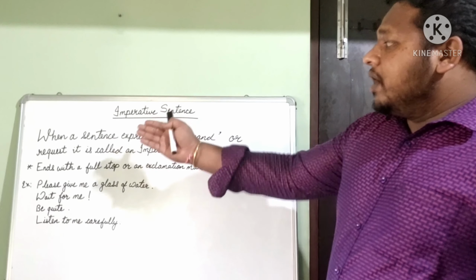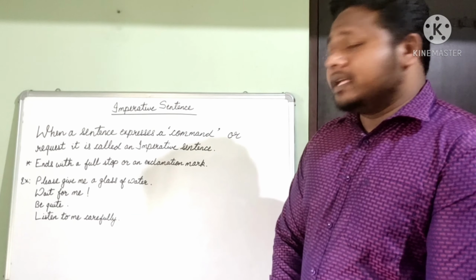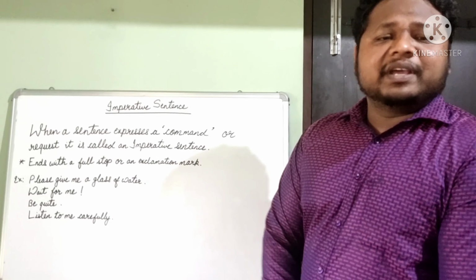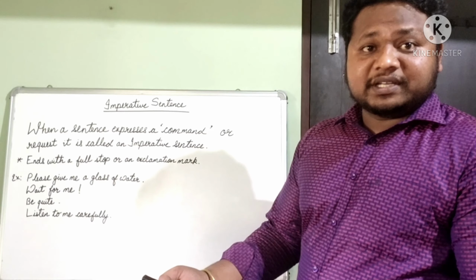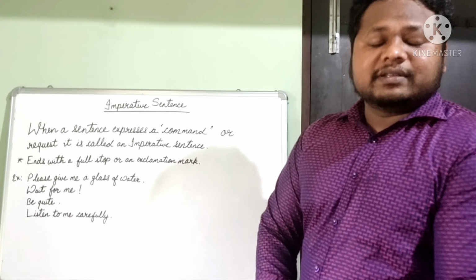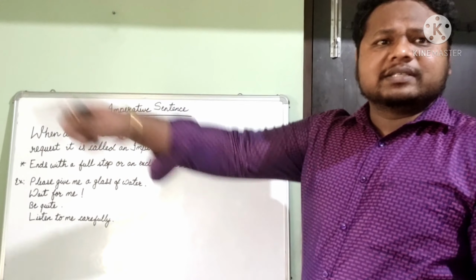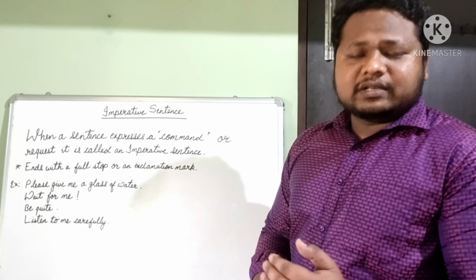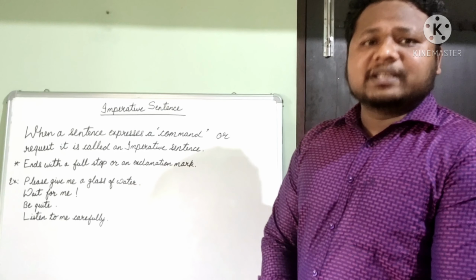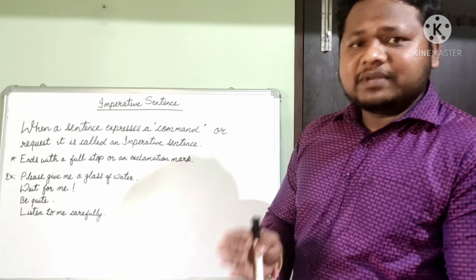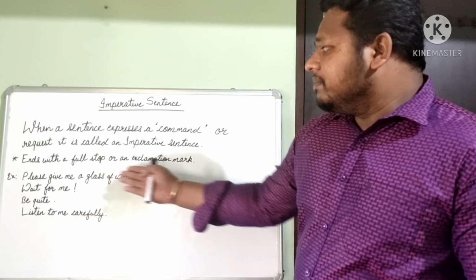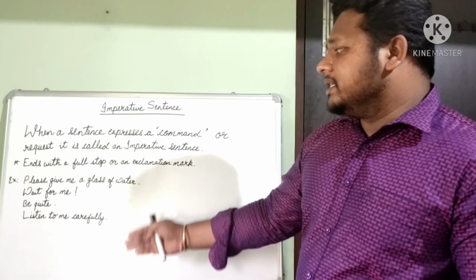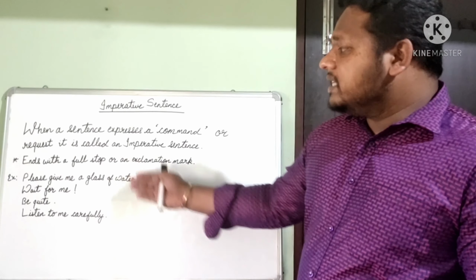Imperative sentence. When a sentence expresses a command or request, it is called an imperative sentence. Please give me a glass of water. Come here, please. Get out of the class. So we see that we are giving orders sometimes and we are requesting sometimes. So that is an imperative sentence. Here are some examples. Please give me a glass of water. Wait for me. Be quiet. Listen to me carefully.